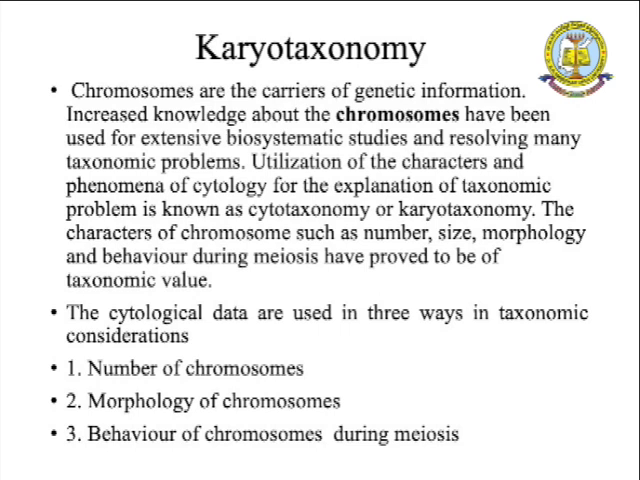There are three ways of taxonomic consideration. First, number of chromosomes, for example euploidy, aneuploidy, trisomic, tetrasomic, nullisomic, monosomic, tetraploidy. The number of chromosomes can be studied with karyotaxonomy and cytotaxonomy. Next is the morphology of chromosomes, the outer structure. Morphology means the outer structure of the chromosomes, and morphological characters can also be studied.